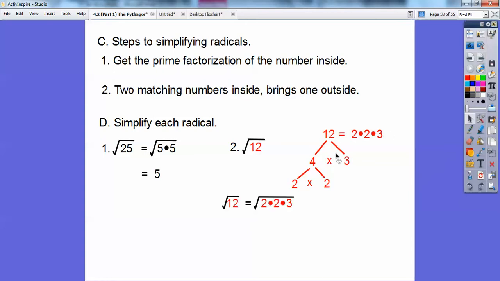Okay, and then now we're going to do two matching numbers on the inside, brings one of them on the outside. Can you see these 2's on the inside? Two of them brings one 2 on the outside, and there's not one to match up with that 3, so it stays inside the radical. So two 2's on the inside brings one 2 on the outside, and then the 3 stays left over inside right there. So that's your answer, and we'd say that as 2 root 3. Okay, or some teachers want you to say 2 radical 3, but I like to say 2 root 3. It sounds more sophisticated to me anyways.